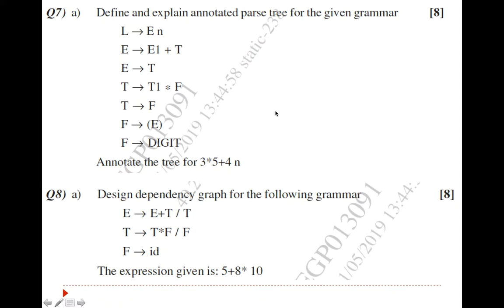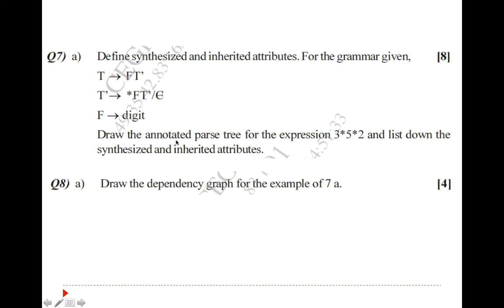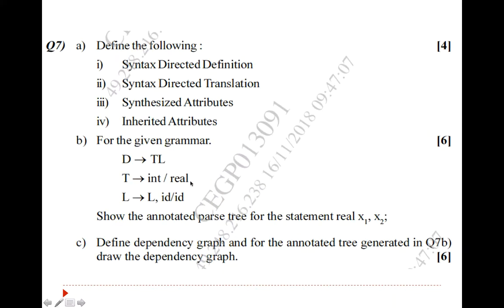These questions are basically to draw the annotated parse tree and to draw the dependency graph. Again, the question is to draw the annotated parse tree and to draw the dependency graph. So these are specifically two questions which are asked on syntax directed translation. In this lecture I'll be discussing the annotated parse tree specifically.